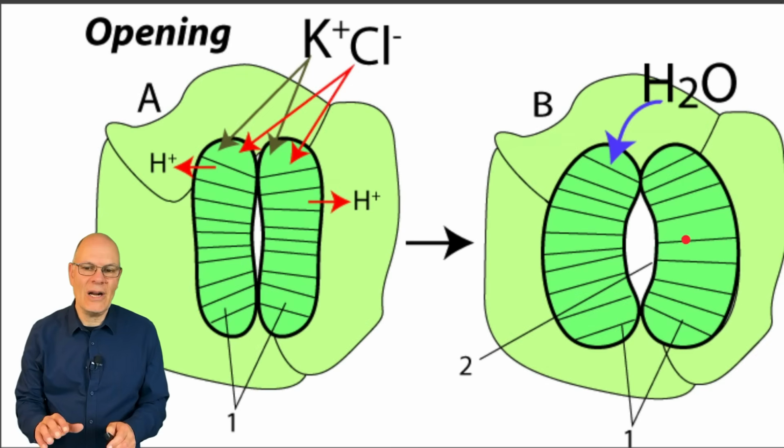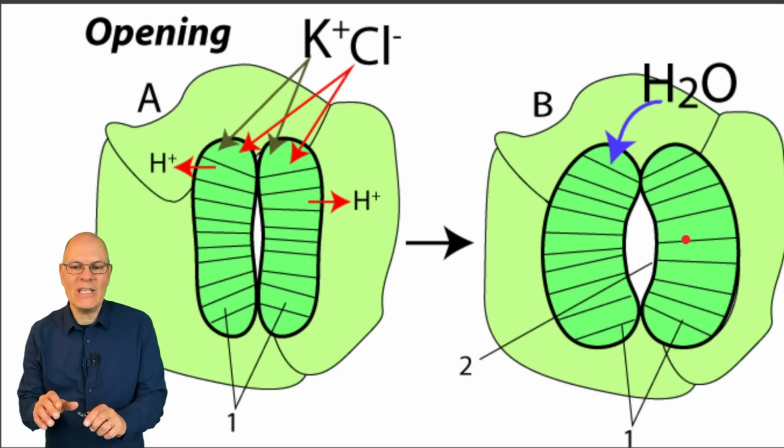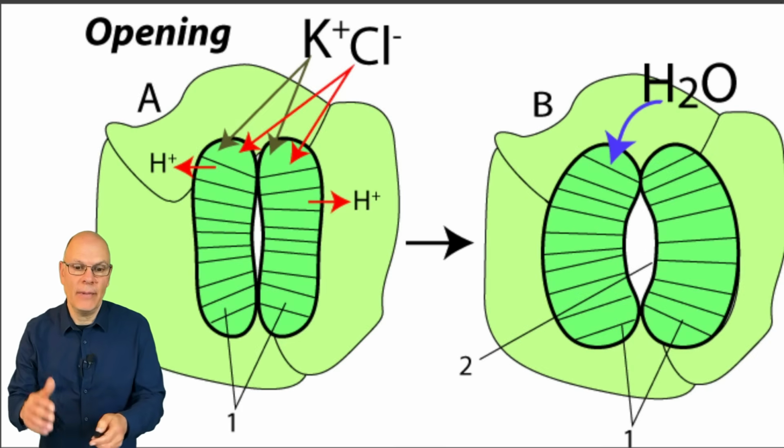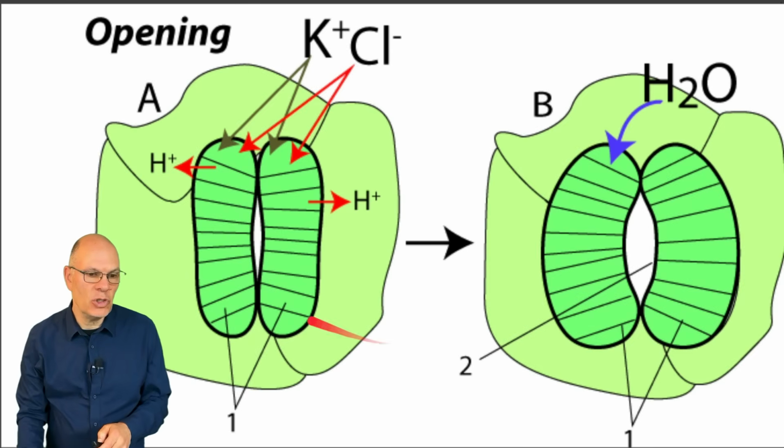When water is scarce, the pumping stops, potassium ions flow out of the guard cells, and water follows by osmosis, causing the stomata to close down, to revert back to this form.